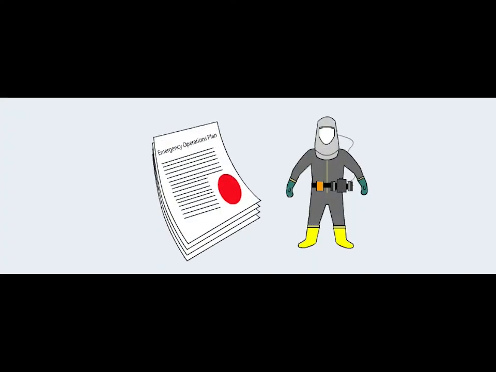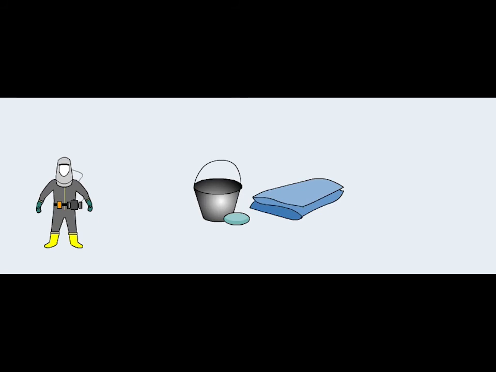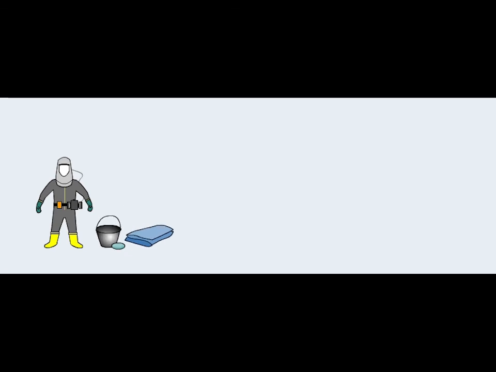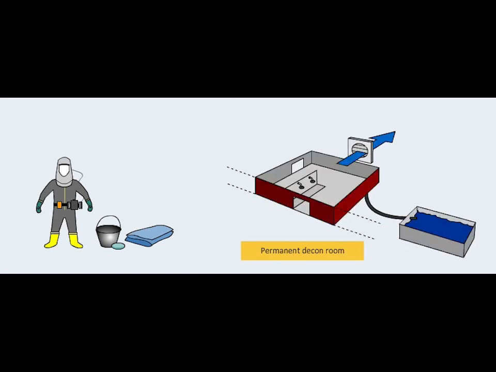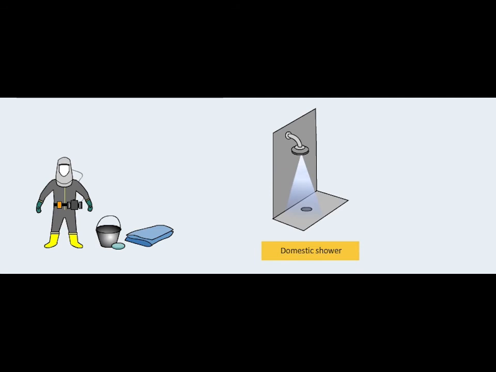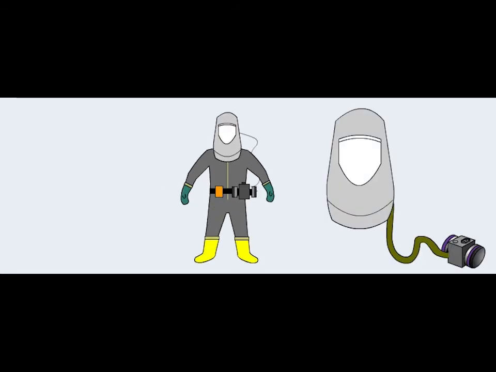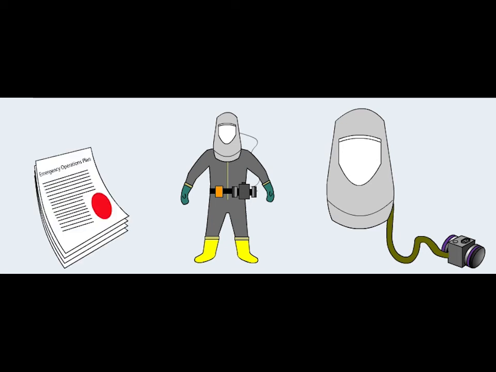Your plan will also spell out the procedures for performing soap and water decontamination. This simple procedure may be accomplished by using portable showers, showering within a permanent decontamination room, or in some instances by using a domestic shower in the emergency department. Personnel performing this procedure will require appropriate chemical protective clothing and respiratory protection. The make and style of this personal protective equipment will be addressed in the Emergency Operations Plan and should be based on your facility's HVA.